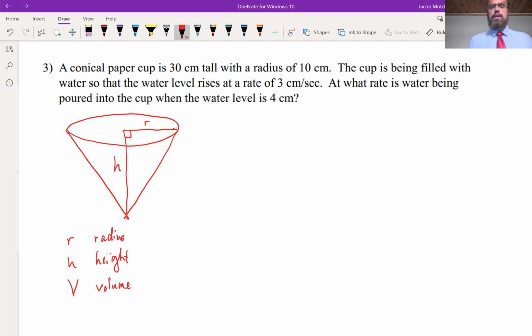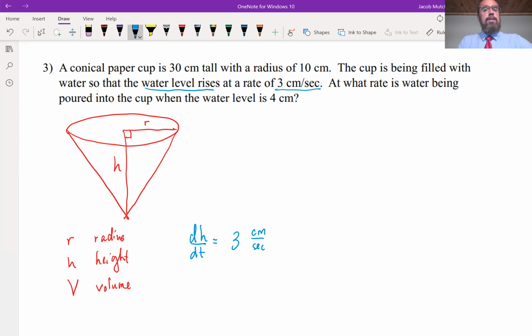What I want to also say is then what rates are involved here. So I definitely see that I have a rate that involves the water level rising. That's going to involve my height. So that rate would be dh/dt. And that is a constant value of 3 centimeters per second. That's given in the question.